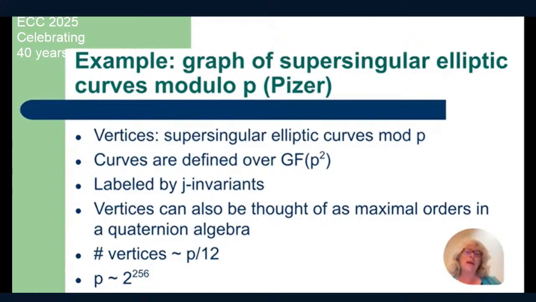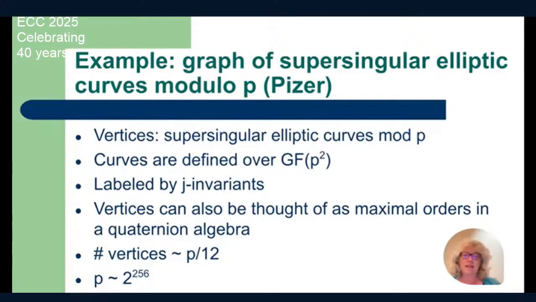We know from the Eichler class number formula that the number of vertices in the graph is roughly p over 12. So in our initial proposal for the cryptographic hash function, we proposed p to be roughly 2 to the 256, so that with square root attacks, you get something like 128 bits of security. So the nodes of the graph, again, are F_p bar isomorphism classes of supersingular elliptic curves, and then the edges will be isogenies, and that's where the isogenies come in.